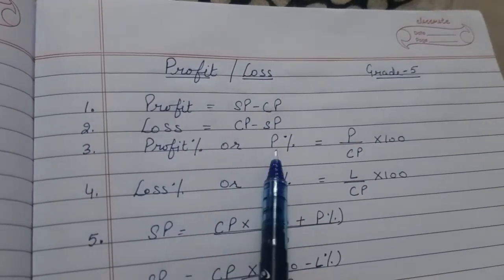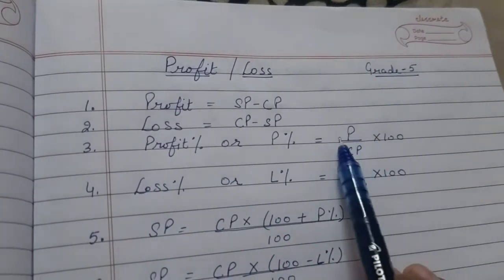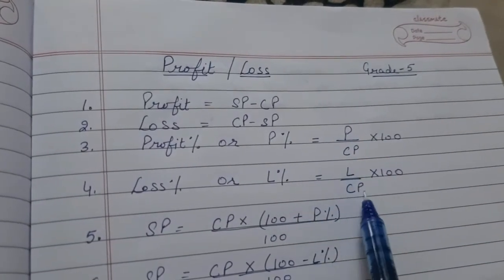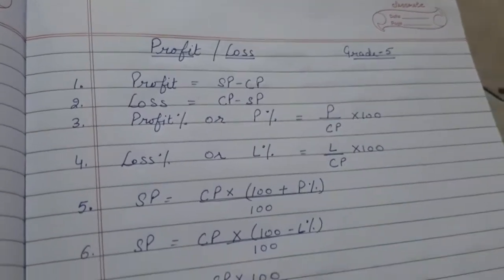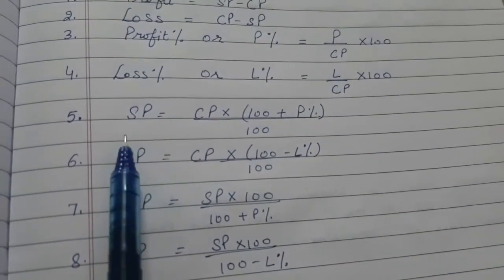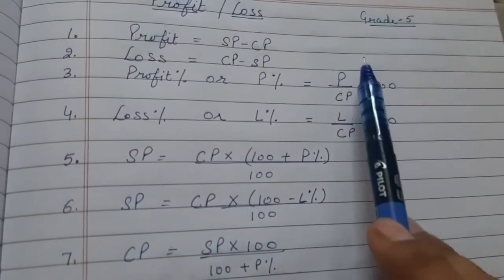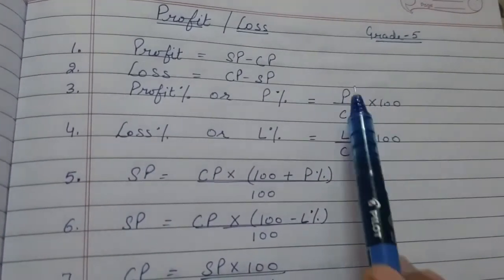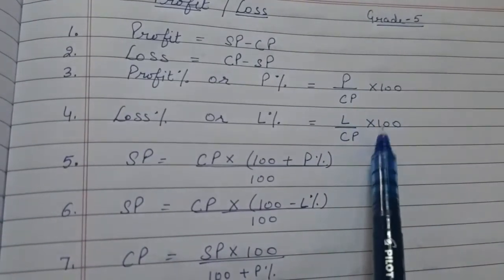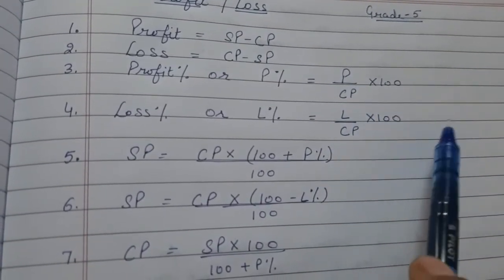Then next is profit percent and loss percent. तो profit percent के लिए profit upon CP into 100. Loss percent is loss upon CP into 100. Next one is, there are few formulas. We have basic 4 formulas. अगर आपको ये basic 4 formulas learn है, if you are able to apply that, then that's all.